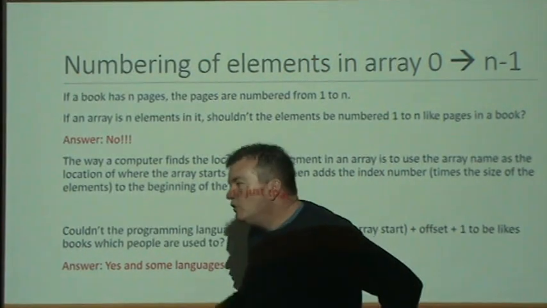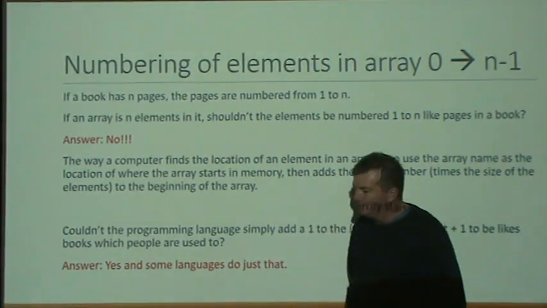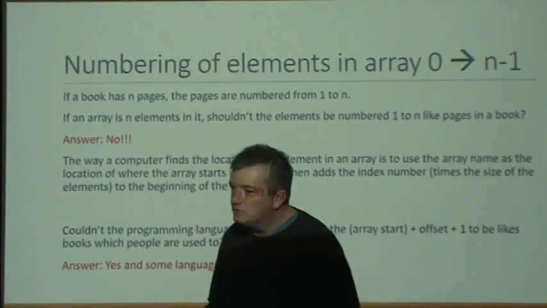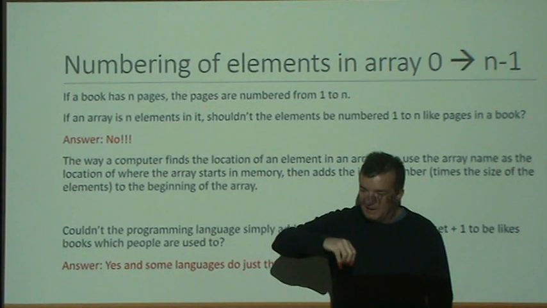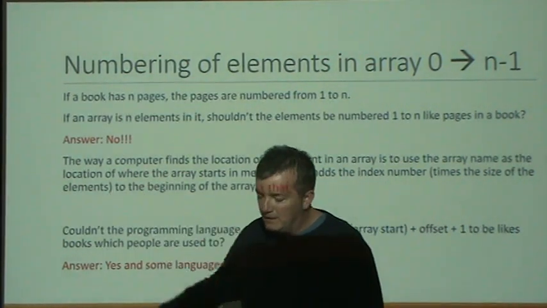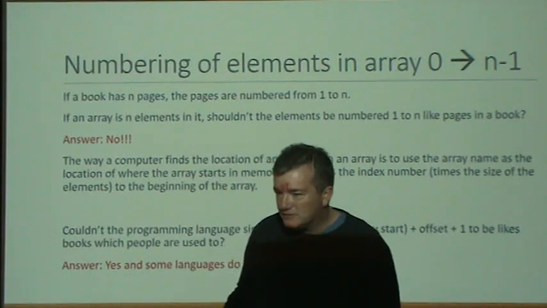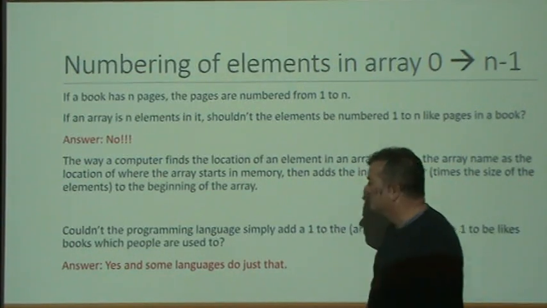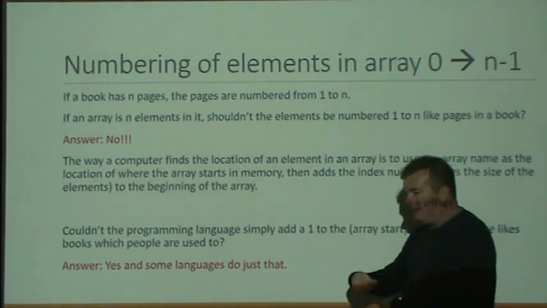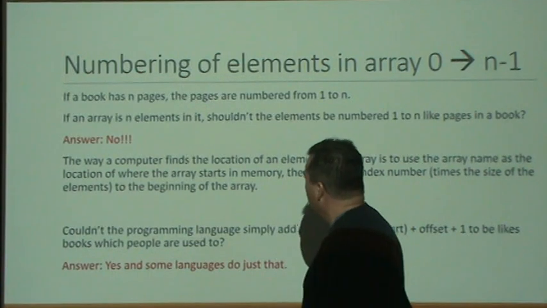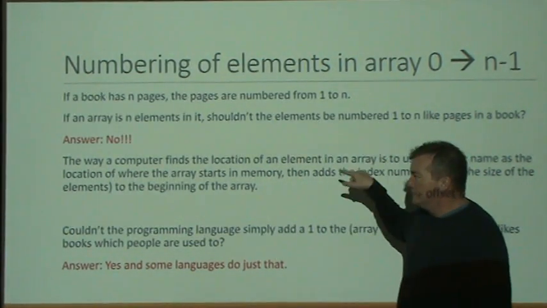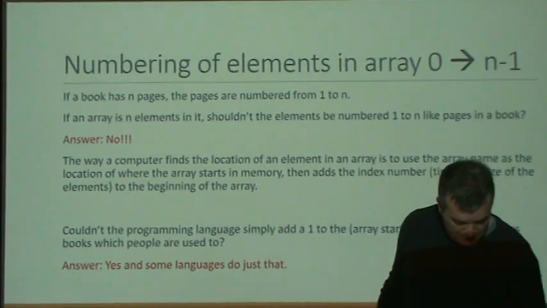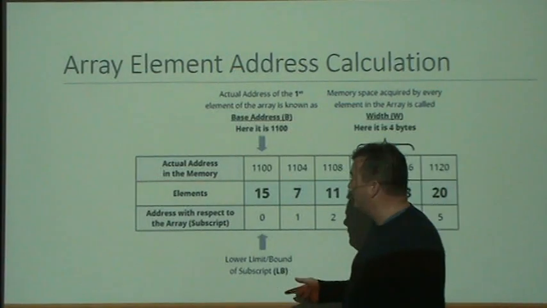And in most programming languages, but not all of them, most programming languages do not do this. They number them starting at 0 and going all the way up to n minus 1. So if you had a book with 100 pages in it, the pages would be numbered from 0 to 99. Now, couldn't the programming language simply add 1 to the pages if they wanted to? So the reason that computers do this is they use the name of the array as a location very similar to a variable.